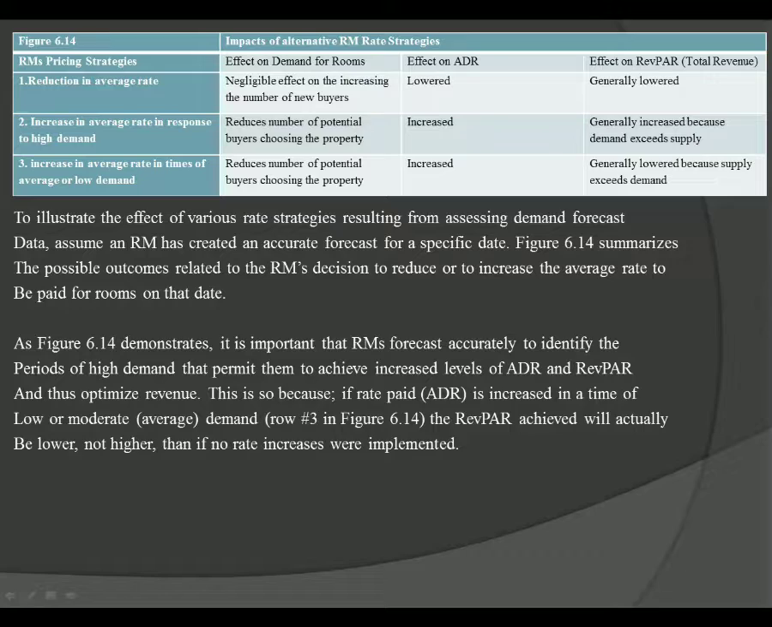RMs' pricing strategies. First is a reduction in average rate, and the effect on demand for rooms from that is negligible, with little effect on increasing the number of new buyers.